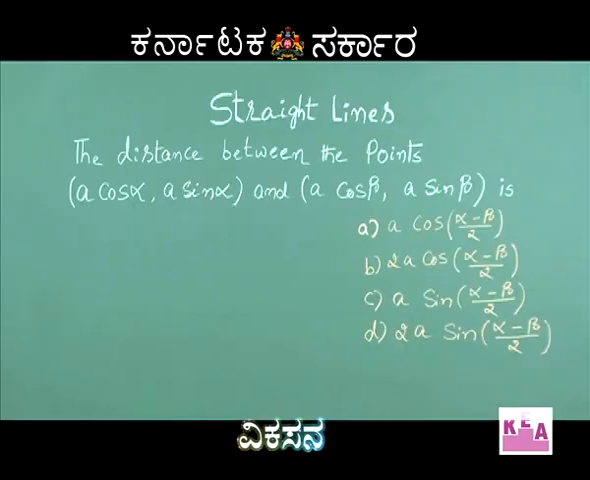The first question: the distance between the points a cos alpha, a sin alpha and a cos beta, comma, a sin beta is. Options are: A, a cos of (alpha minus beta) by 2; option B, 2a cos of (alpha minus beta) by 2; option C, a sin of (alpha minus beta) by 2; option D, 2a sin of (alpha minus beta) by 2.